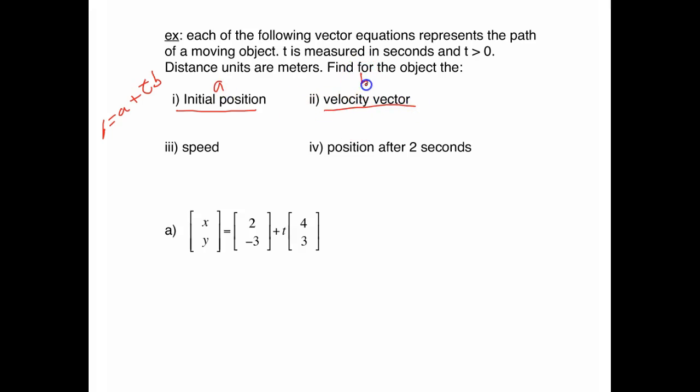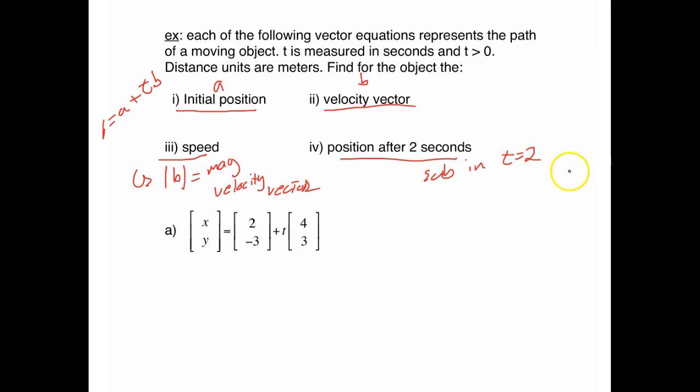It's just the B. Speed we haven't talked about yet. All speed is the magnitude of your velocity vector. So it's just the magnitude of the velocity vector. So very simple. And then find position after 2 seconds. Well, all you do there is plug in 2 for t. That's kind of the gist.